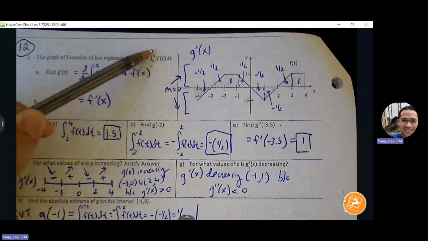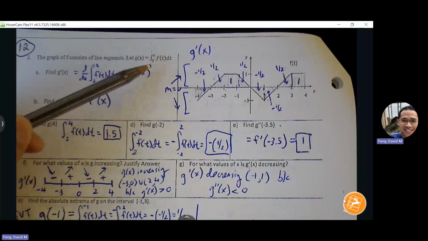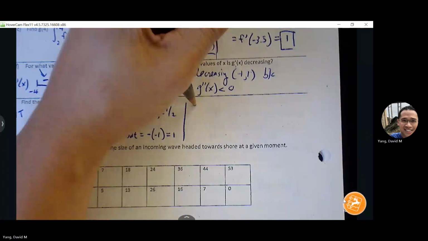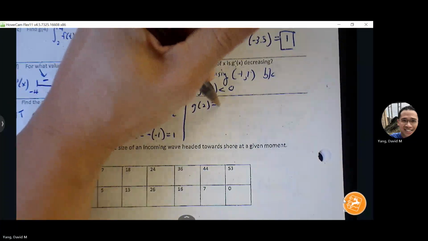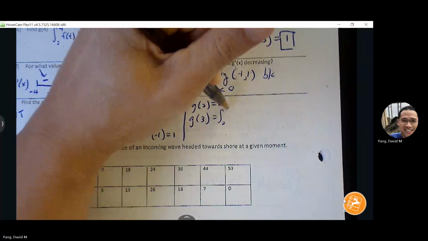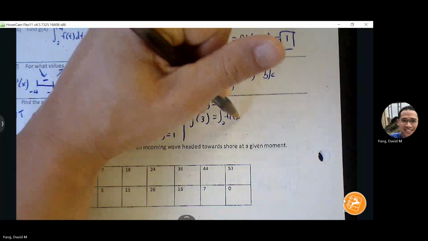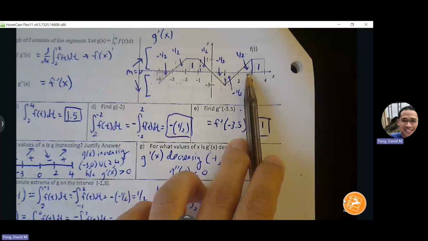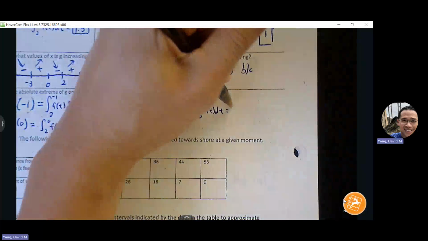g of 2 is easy because the bounds match. So when the bounds match, I haven't moved at all. So no area to find. That's 0, right? And then from 2 to 3, that's just 1/2. No adjustment with bounds.